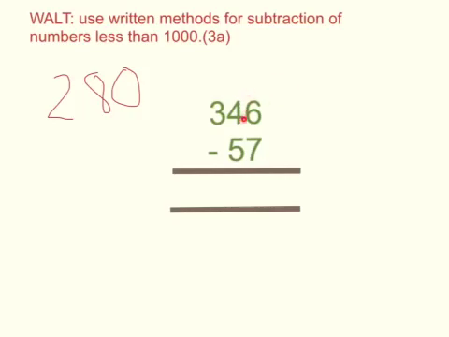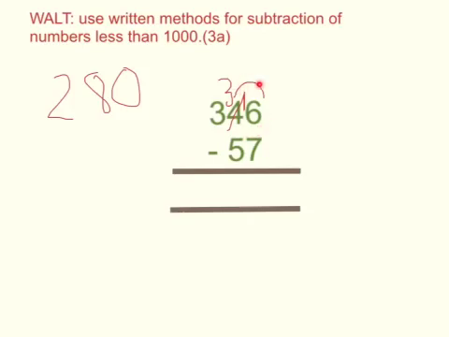I'm going to start with my unit column. 6 take away 7. This would give me a negative number. So to prevent that, I'm going to borrow from the next door neighbour, which is the 4. This then becomes 3 because I am borrowing 1. Because this column is 10 times larger, I am carrying over 1 10. This column is therefore now 16.